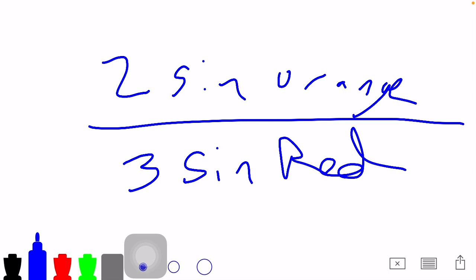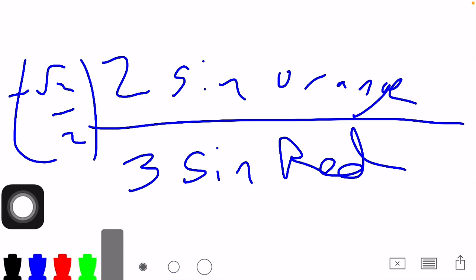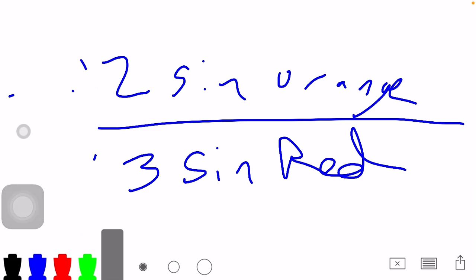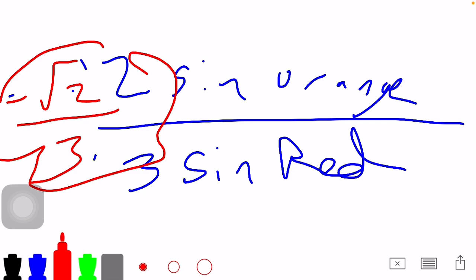Now, what is the sine of orange? Well, you just need to remember what is the y value for orange. The y value for orange is negative square root of 2 over 2. But we need to multiply this by 2. So in this case, you would get negative square root of 2. Now, what was the sine of red? Well, the sine of red was 1. And now we just have to divide that because it's 3. So you probably won't see a question like that, but that's how you would handle that.